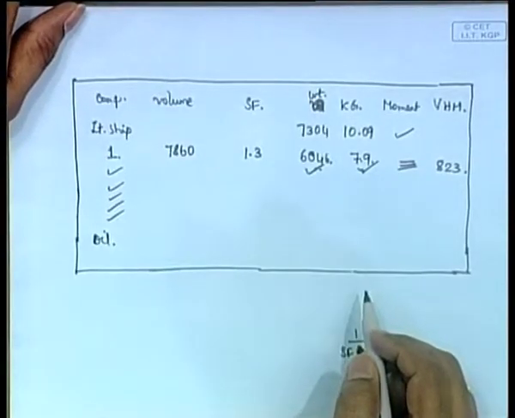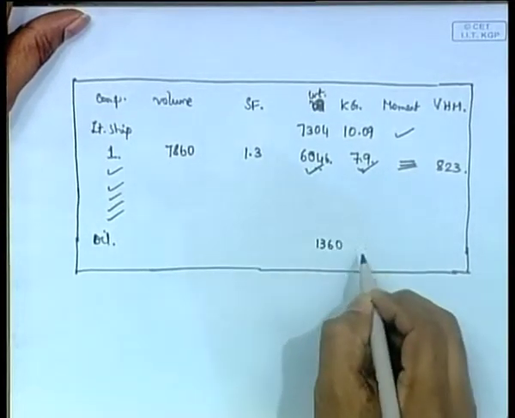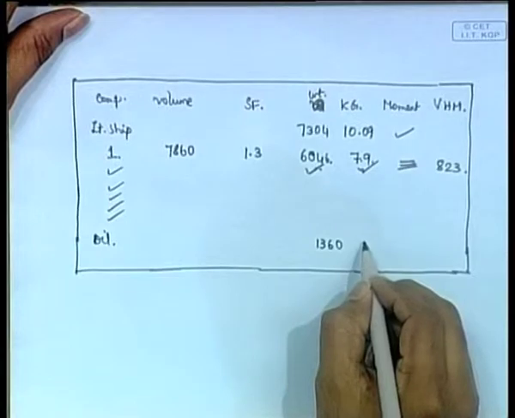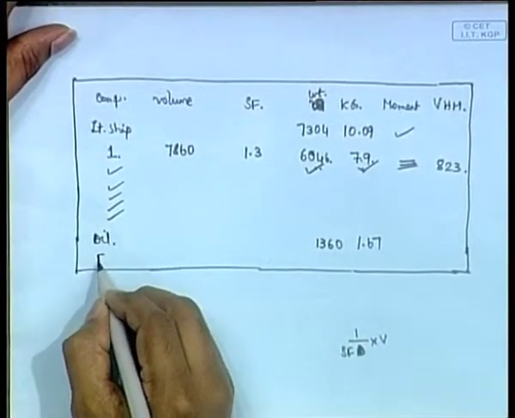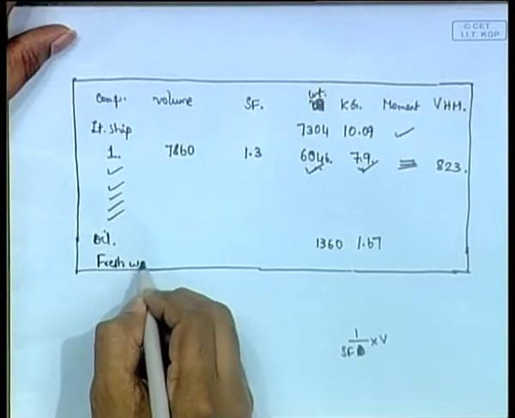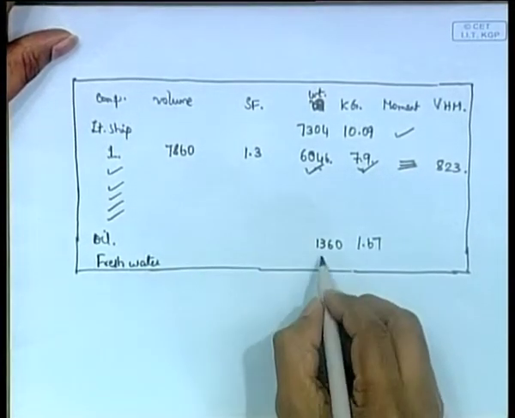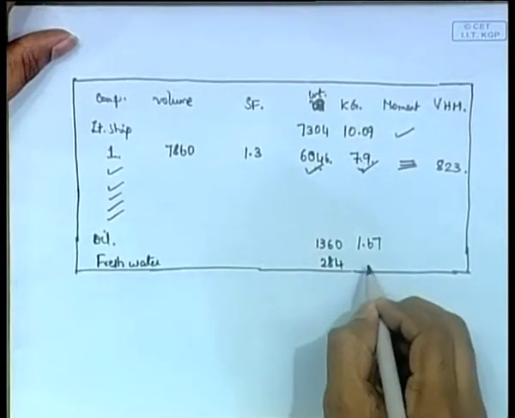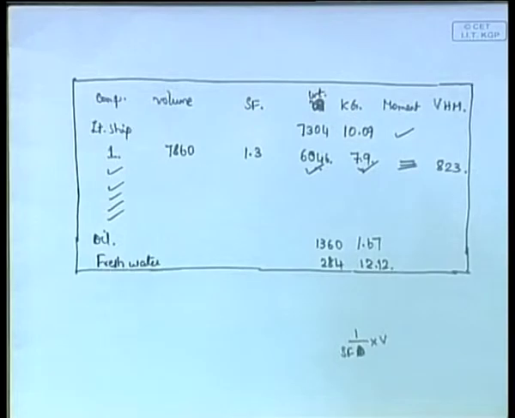Therefore, here only two things are important. Weight, it is given 1360 tons, and its kg is given 1.67, and similarly you have fresh water. Fresh water is given, which it says 284 tons, and its kg is 12.12. Okay, now we have the complete table.